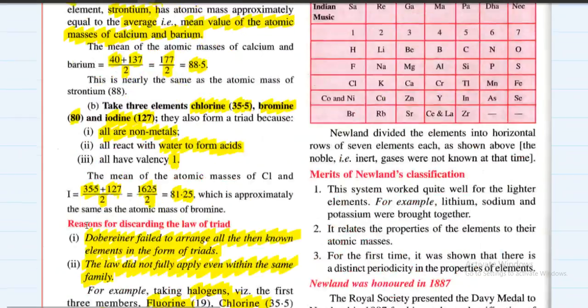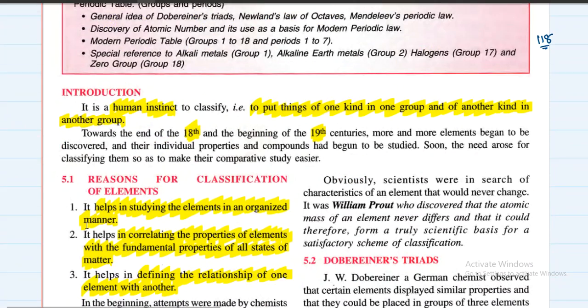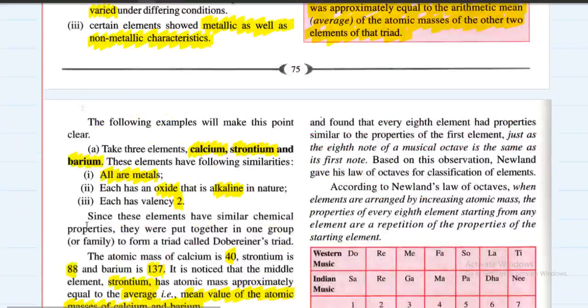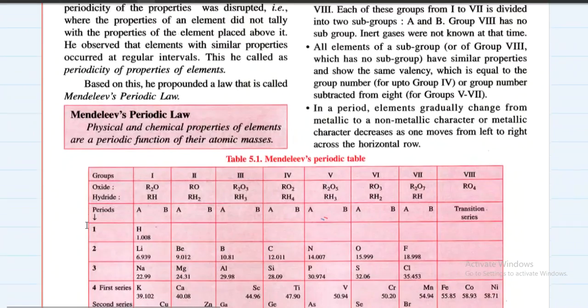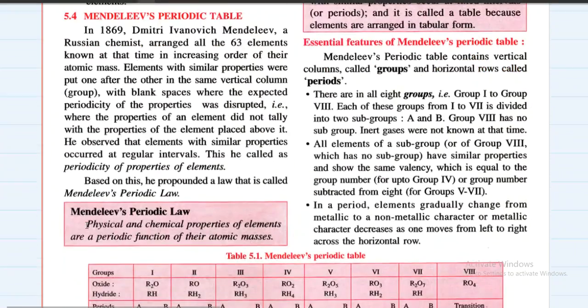Who had first suggested this? William Prout had. Similarly, Mendeleev arranged the 63 elements in increasing order of their atomic mass, and elements with similar properties were put one after the other in the same vertical column or group, with blank spaces where the expected periodicity of the properties was disrupted.